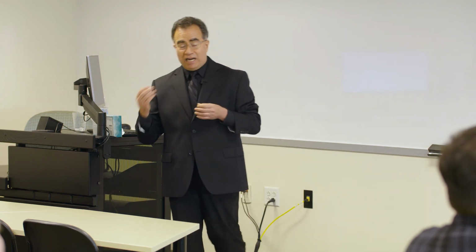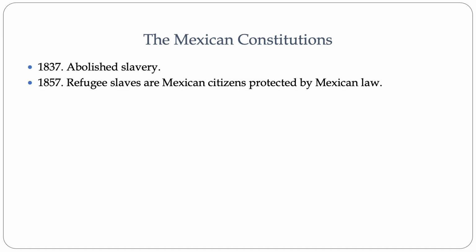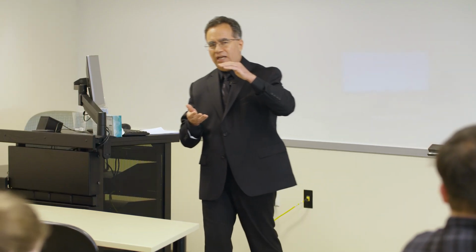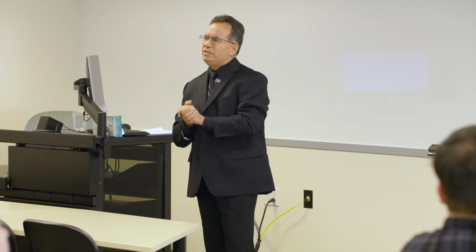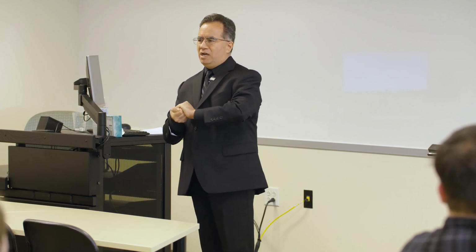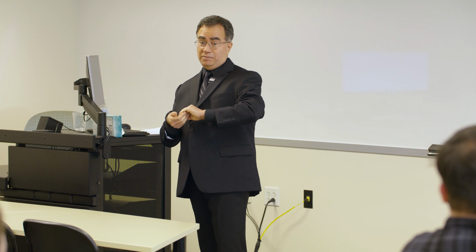In 1837, right after the Texas Revolution, the Mexicans now abolished slavery constitutionally. A new constitution in 1857 actually acknowledged refugee slaves as Mexican citizens who are protected by Mexican law. In this period in between, these 20 years, there's an argument as to the fate, the condition of these slave refugees. Some argue that, hey, they are not really protected by Mexican law. It's like you can stay, but you're not a citizen.